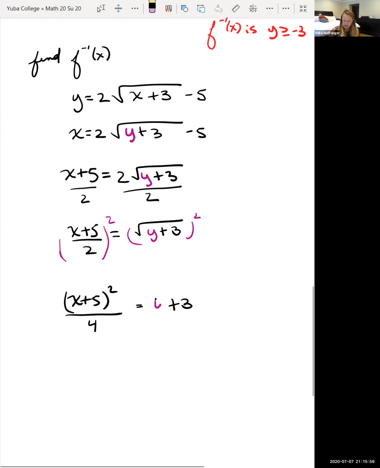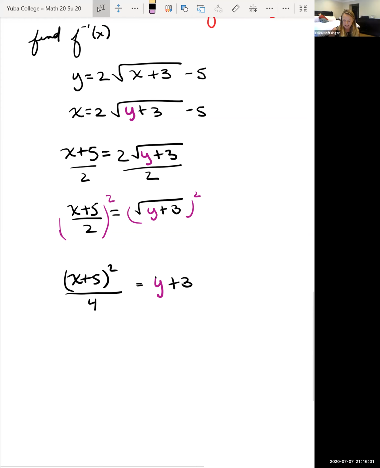Let's get y by itself, subtract 3 on both sides. So we get our inverse function, f inverse of x. Be careful, because that really isn't in the denominator. It looks like it is there, though. f inverse of x is equal to x plus 5 quantity squared all over 4, and then a -3 outside.